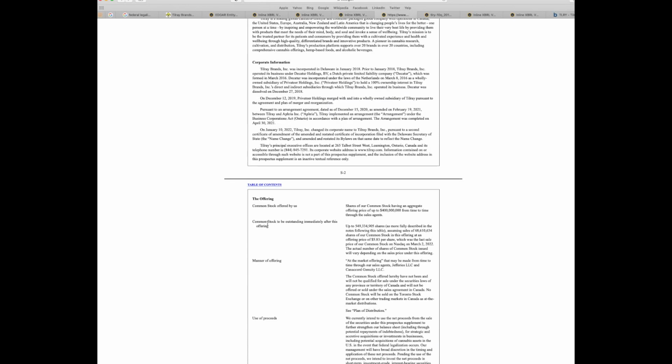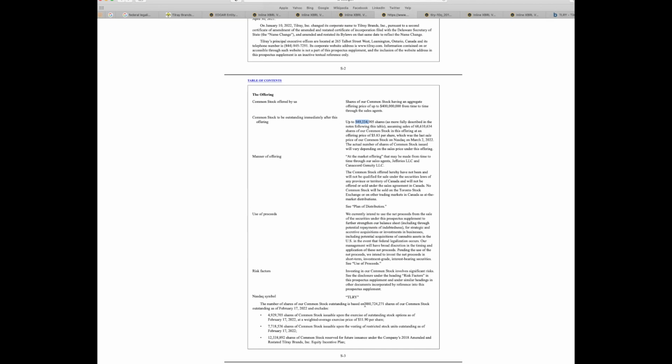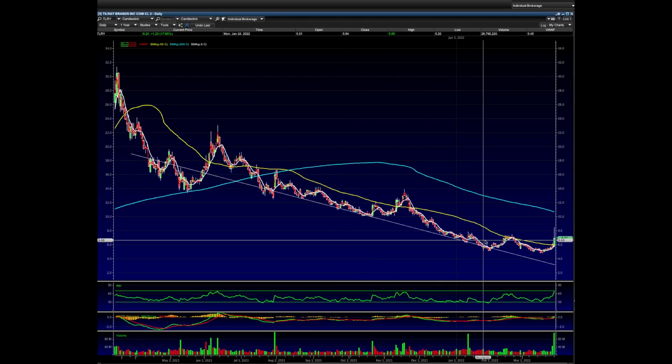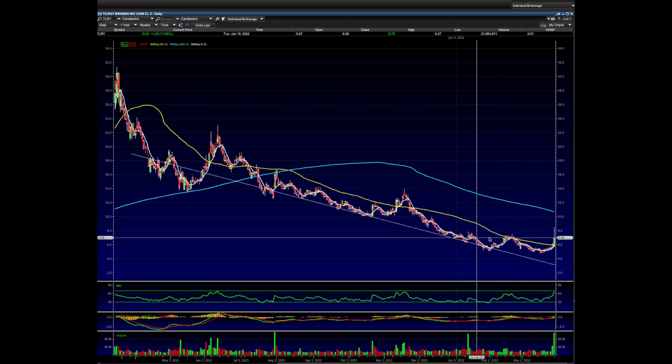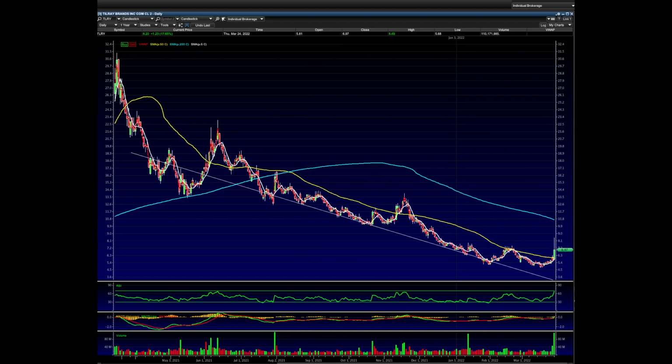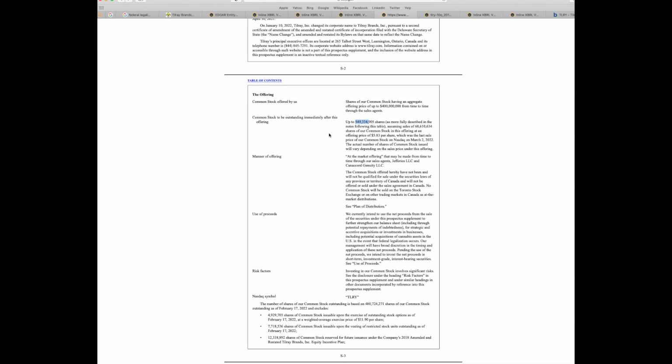So this has 480 million shares, and check this out. Common stock to be outstanding immediately after this offering, there's going to be 550 million shares. So if there's 480 million shares and there's 550 after it, there's still 70 more million shares of dilution coming, which is, what is that? Not quite 20%, but maybe 15 to 17% dilution is coming compared to the outstanding share count.